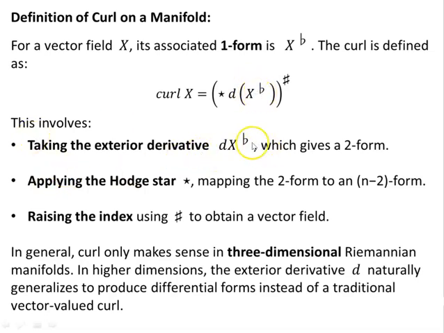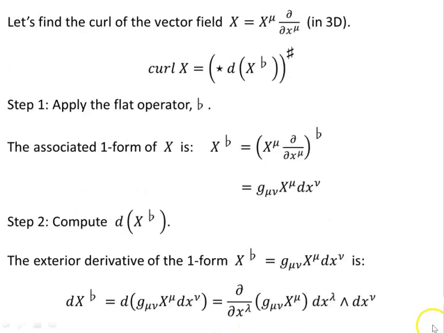This involves taking the exterior derivative, dX flat, which gives a 2 form, applying the Hodge star, mapping the 2 form to an n-2 form, because we're in 3D, don't forget, and raising the index using the sharp operator to obtain a vector field. So in general, curl only makes sense in three-dimensional Riemannian manifolds. In higher dimensions, the exterior derivative d naturally generalizes to produce differential forms instead of a traditional vector-valued curl. All right, so let's find the curl of the vector field X equals X mu partial over partial x mu. Just bear in mind we're restricting ourselves to 3D.